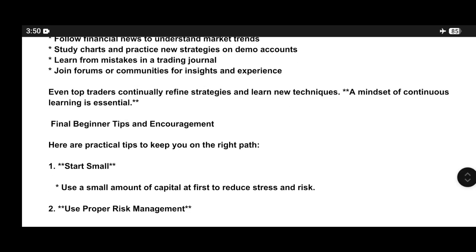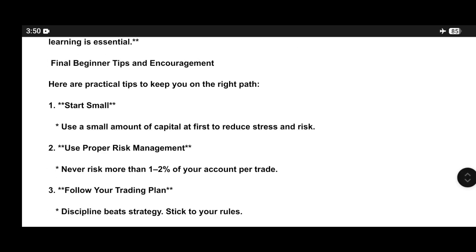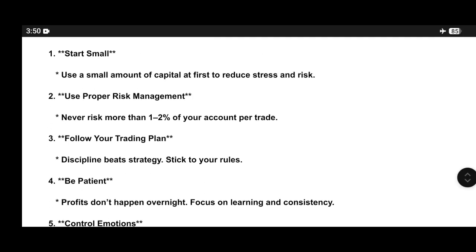Final beginner tips and encouragement. Here are the practical tips to keep you on the right path. Number one, start small. Use a small amount of capital at first to reduce stress and risk. Number two, use proper risk management. Never risk more than 1 to 2% of your account per trade. Number three, follow your trading plan. A discipline-based strategy sticks to the plan. Number four, be patient. Profits don't happen overnight. Focus on learning and consistency.